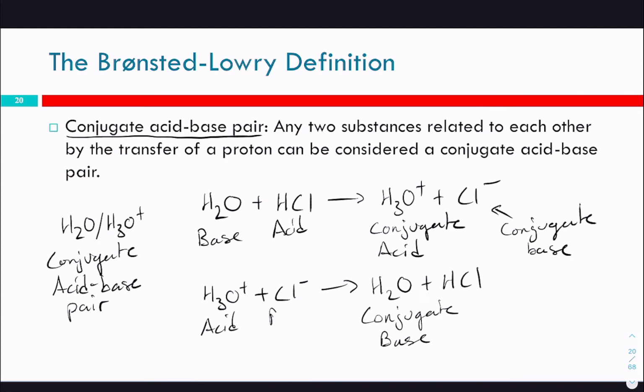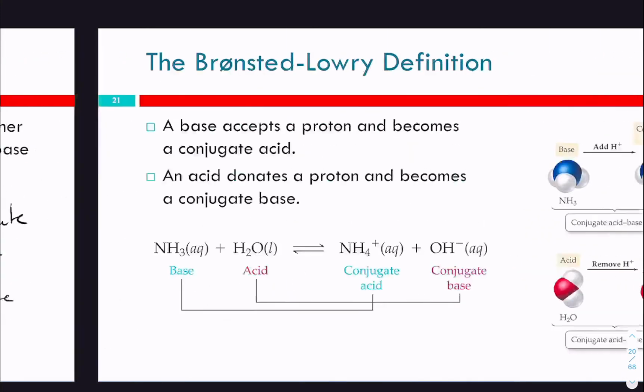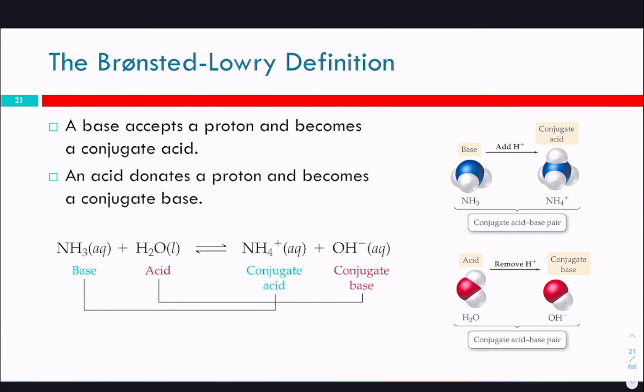And then that reverses when we reverse the reaction. So chloride is a base because it's the proton acceptor going from reactants to products. And that's also the conjugate acid. HCl is the conjugate acid for that reversed reaction. So it doesn't have to be water. Anything that's donating a proton or accepting a proton is either going to be a base or an acid, and then it's going to have a conjugate acid or conjugate base on the product side of the reaction.